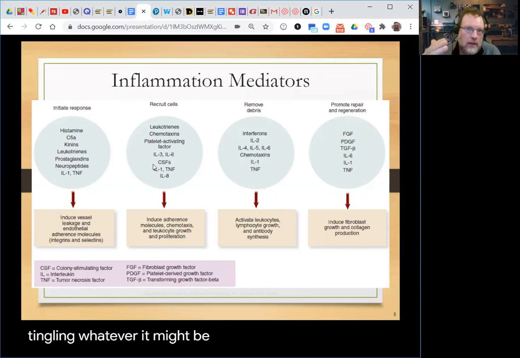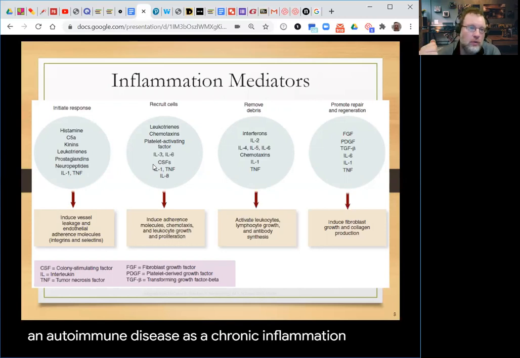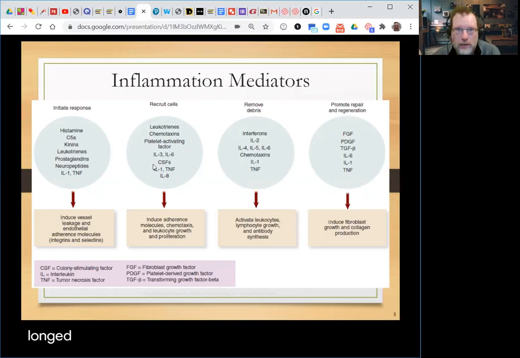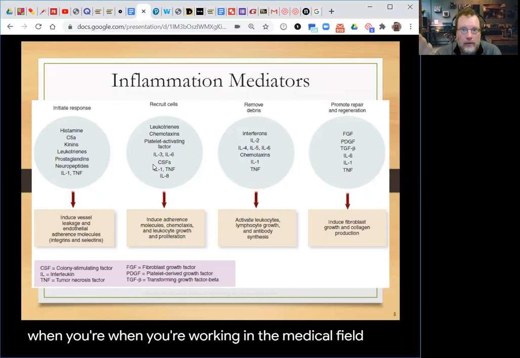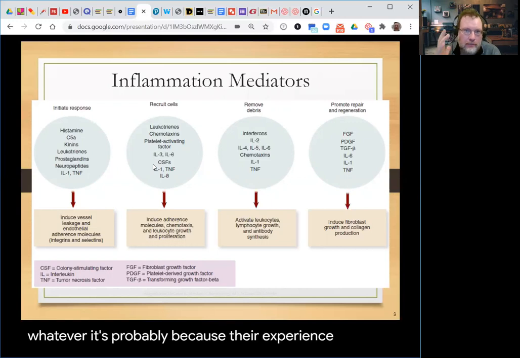Is it chronic inflammation due to an autoimmune disease? Is it chronic inflammation due to a prolonged infection? So again, why do people come to you when you're working in the medical field? Other than maybe they have to for a checkup or whatever, it's probably because they're experiencing something abnormal, and it's usually going to be pain of some sort. Pain is caused by inflammation.